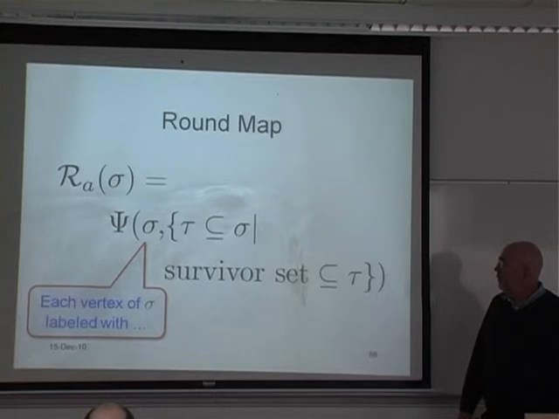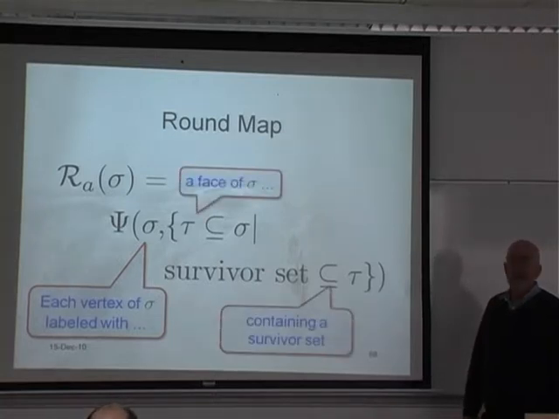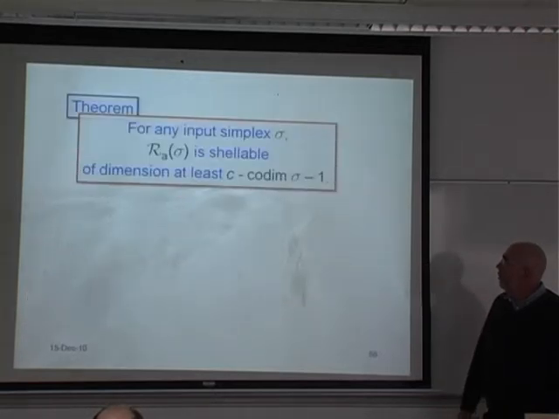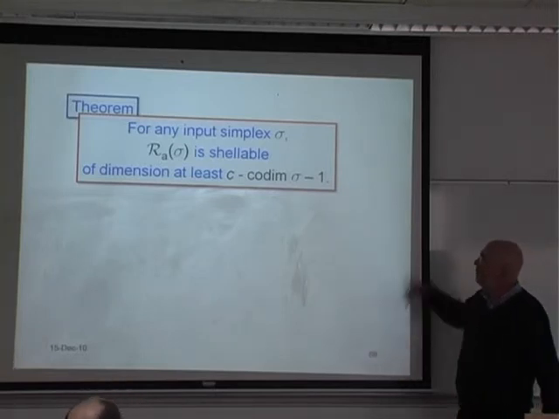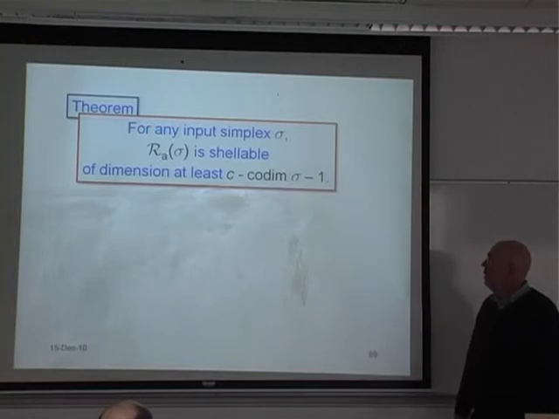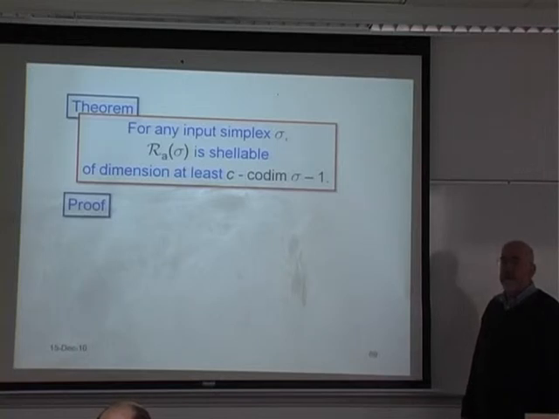Another way to say that is each vertex of sigma is labeled with a face of sigma containing a survivor set. So this is just a more compact way of writing what's going on here. So the theorem says that for any simplex sigma, the image of sigma is shellable of dimension at least C minus codim sigma minus 1, where C is the size of the minimum core for that adversary. Remember, a core is a set of processes that can't all fail.